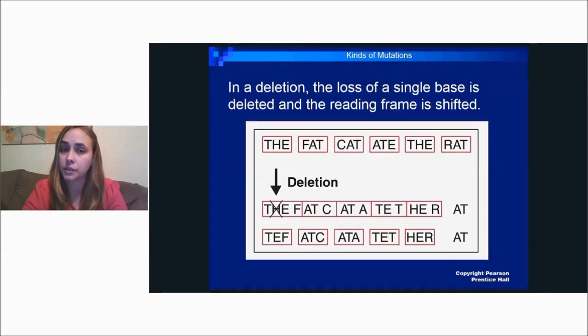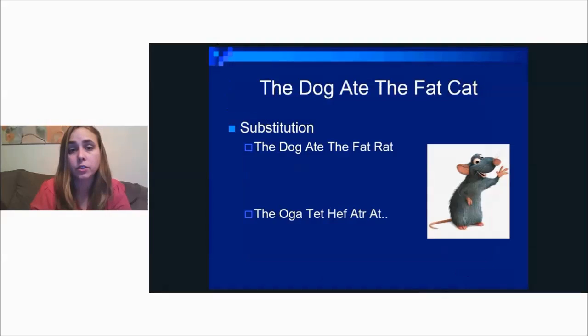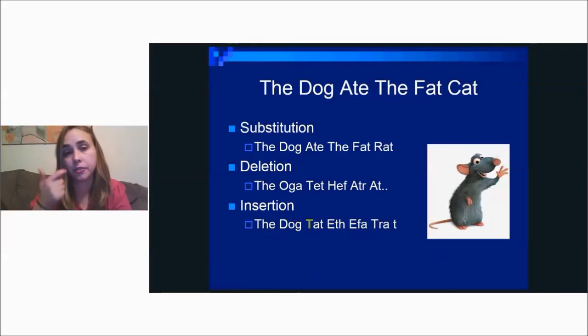So the original sentence was the fat cat ate the rat, and if we delete the H and then shift everything over to the left, and we're still reading, every codon is 3 letters, so we just have to do the next 3 letters. Now you have teth, atke, ada, tet, her, at. It doesn't make any sense anymore. It's no longer a sentence. It's not going to do the same thing it originally did, or convey the same message, or make the same protein.